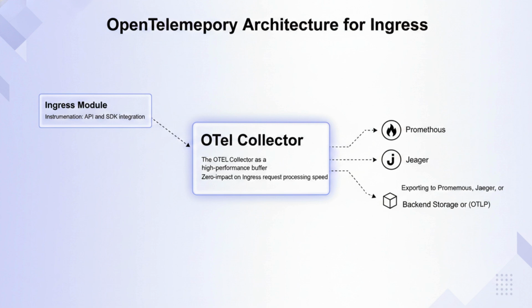The collector then acts as a buffer and processor, aggregating metrics and traces before sending them to your backend of choice, such as Prometheus or Jaeger. This decoupled architecture ensures that even if your monitoring backend experiences a spike, your ingress performance remains unaffected, maintaining the high availability patterns required for global scale.